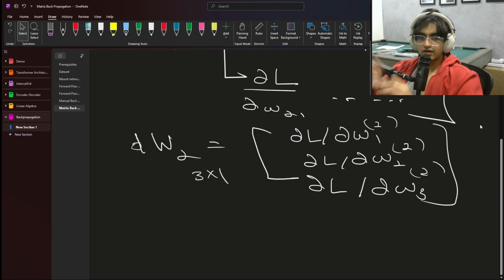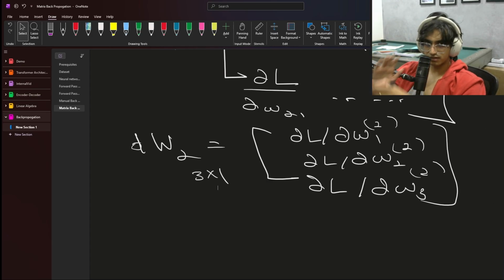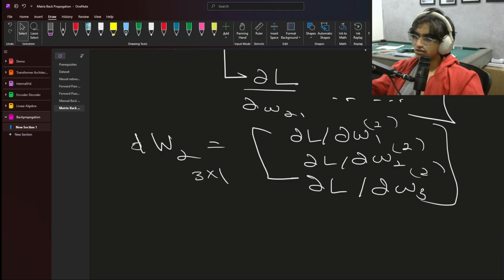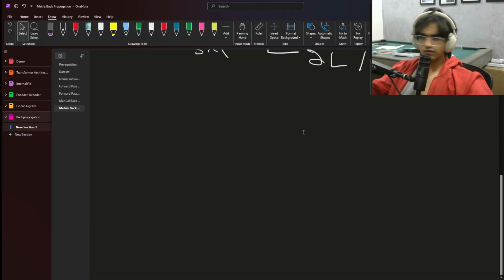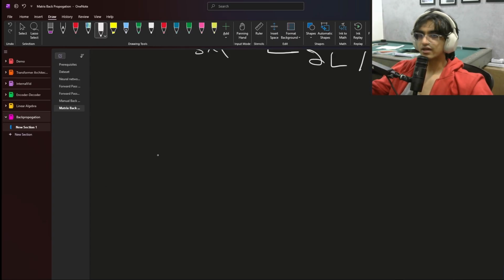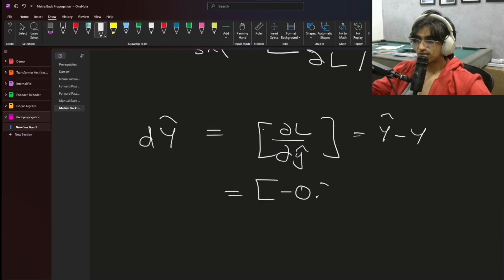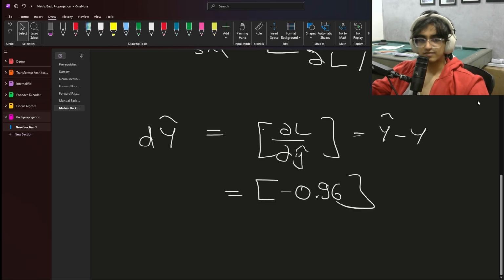Now don't get too caught up in all of this. I'm going to show you the derivative calculation using the matrices. Don't worry too much about it. A lot of this will be taken care of in the code, but this is just for your understanding. So what do we need? We need dy cap. Our dy cap will be del L by del y cap, which is y cap minus y. So this is just negative 0.96. We've calculated this previously.